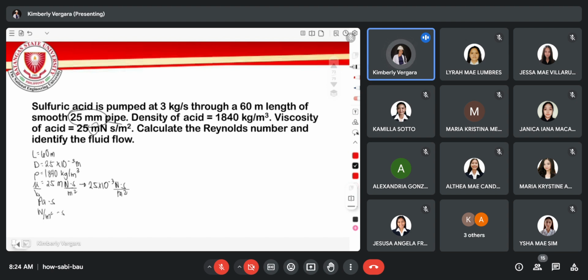So, our Reynolds number, what is the formula? Re is equal to rho dV all over by mu. Do we have rho? Yes. Do we have D? Yes. Do we have V, the velocity? None. And then we have mu, which is 25 times 10 raised to negative 3 Pascal seconds.